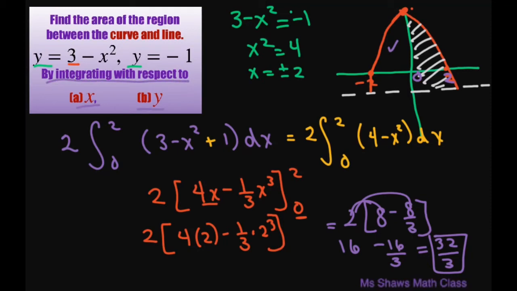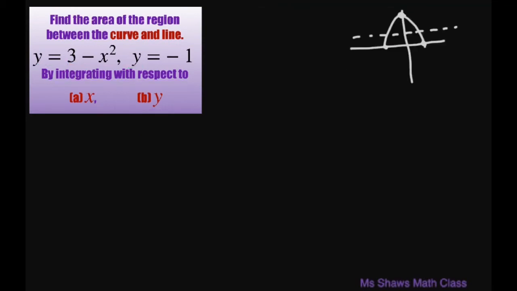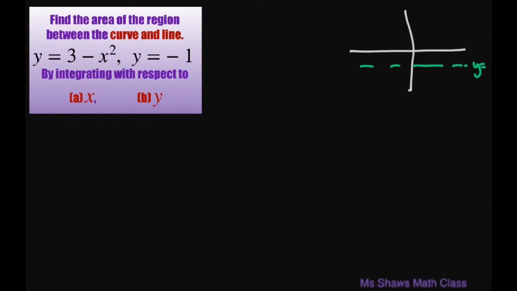We should get the same thing when we integrate with respect to y. Now the only thing we have to do for y, I'm going to graph this really quickly. So y equals negative 1, and our y-intercept here is 3. And then we had 2's here. I just want to do a quick sketch right there.